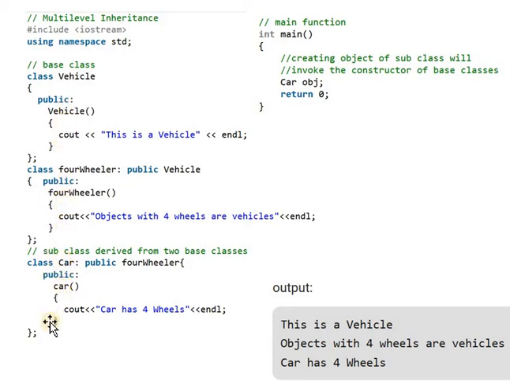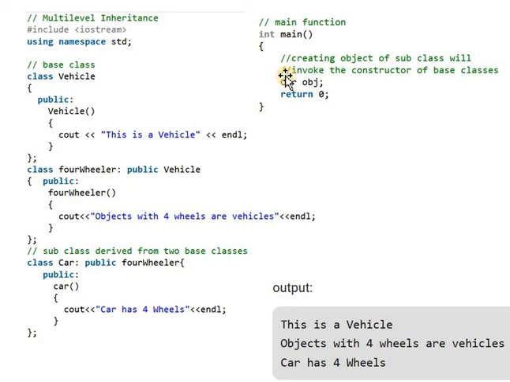Then after completing the class definition, we are creating a main function. In that main function, we are simply creating an object. Here we are creating the object of a subclass, the final derived class. So here we are creating the object of the Car class, car obj. obj is an object of the derived class Car.